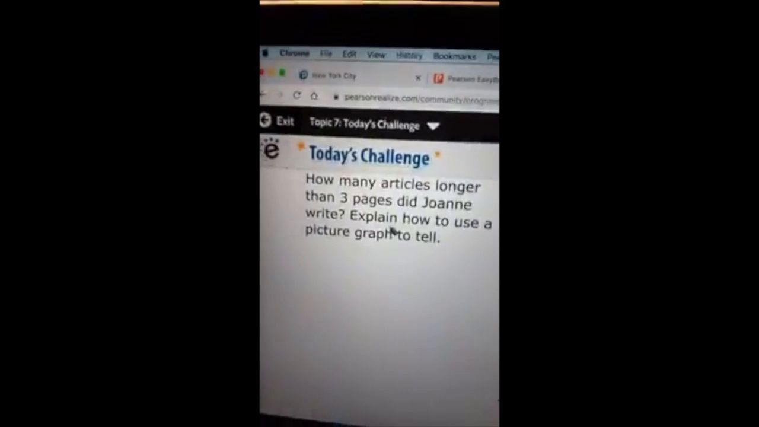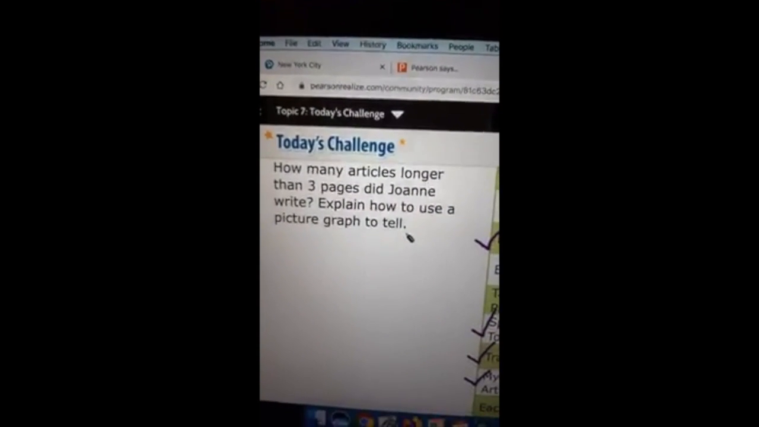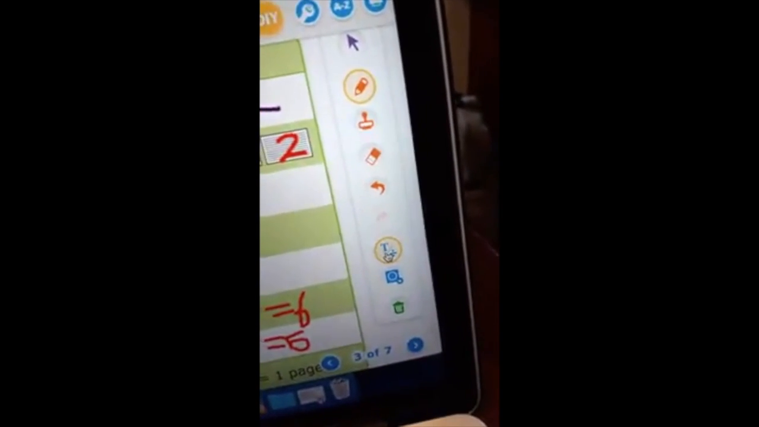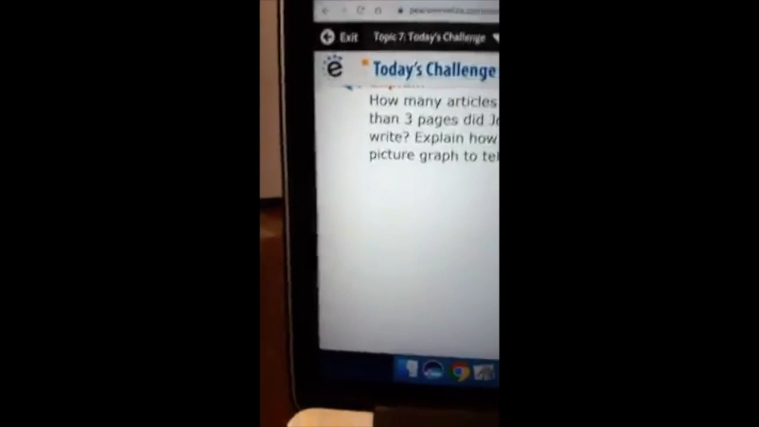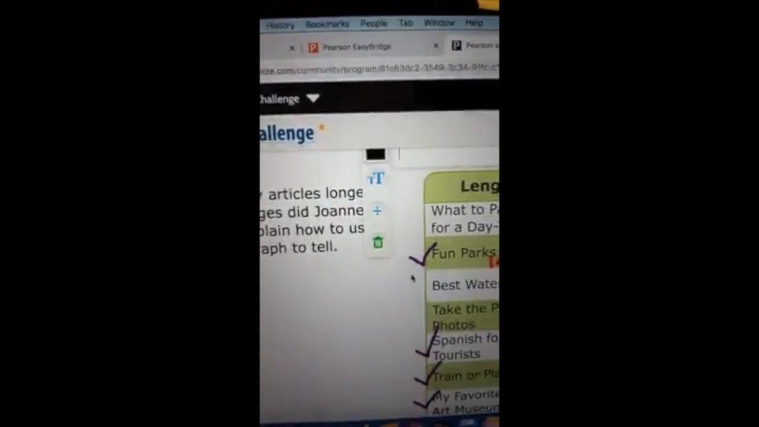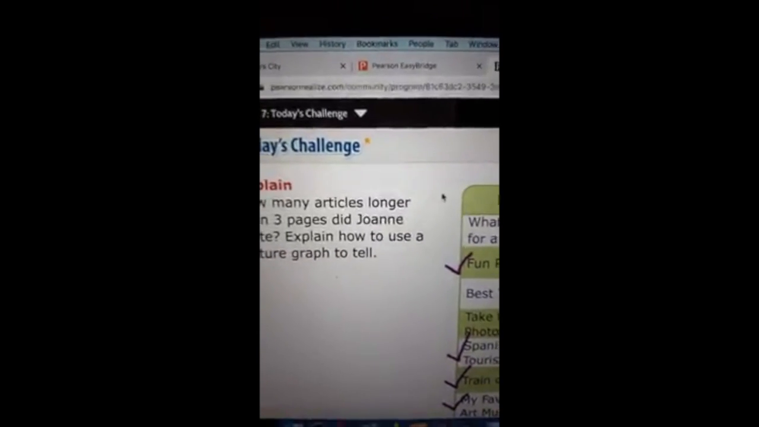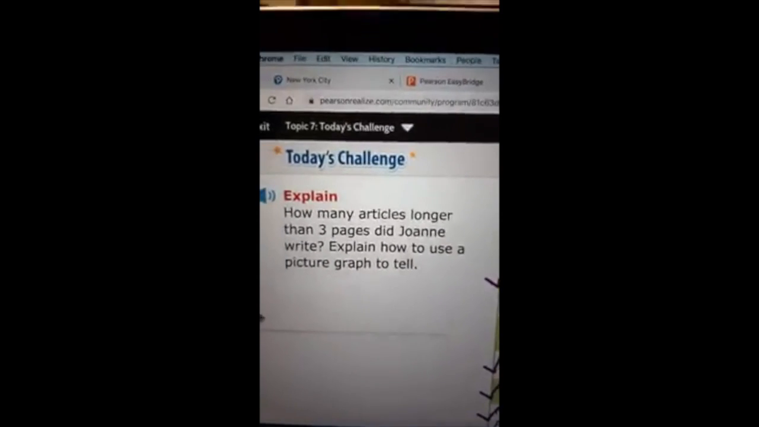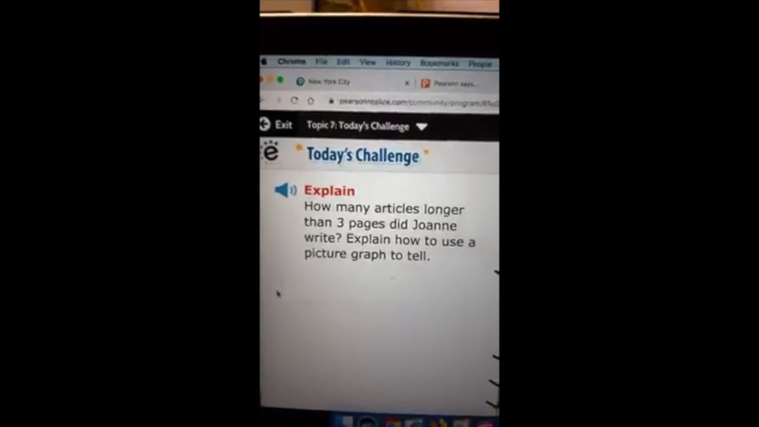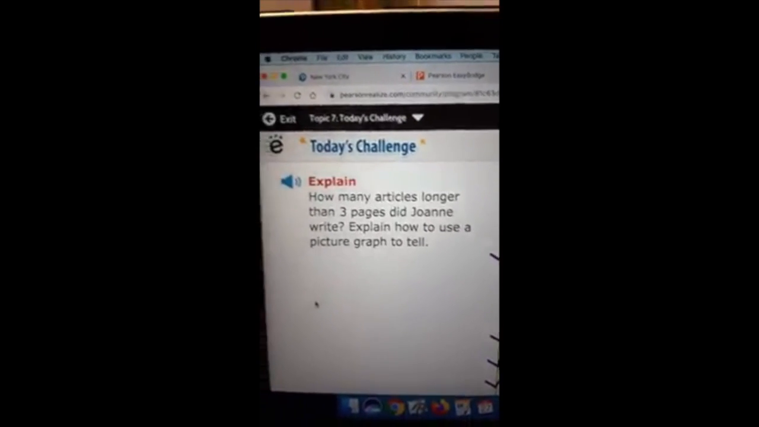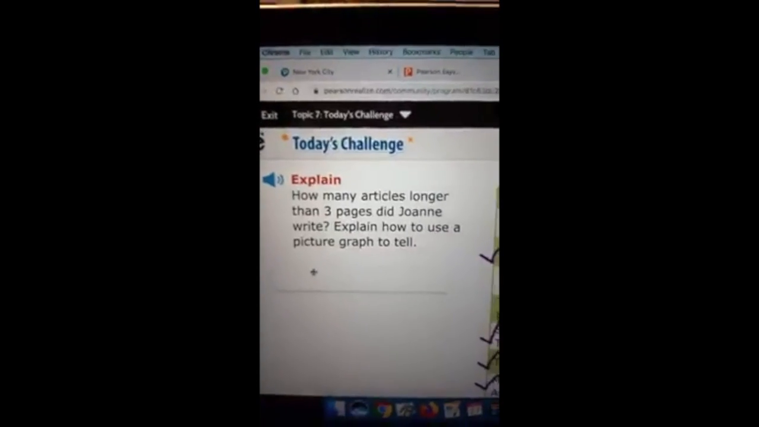Now it says, explain how to use a picture graph to tell. I'm going to come over to the right. I'm going to get the text box that's here. I have my text box. I need to drag my text box over because I don't want it up there. So I'm going to drag it over here. I'm going to type it. I'm going to pause the video for a second. I'm going to type the explanation and then show it to you.